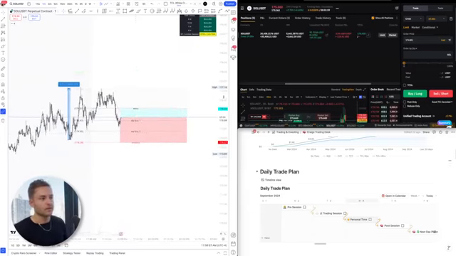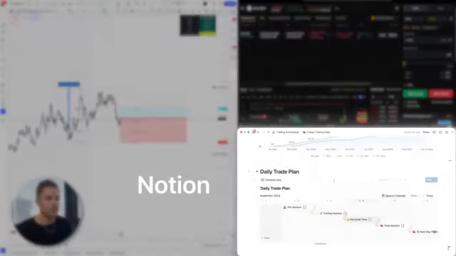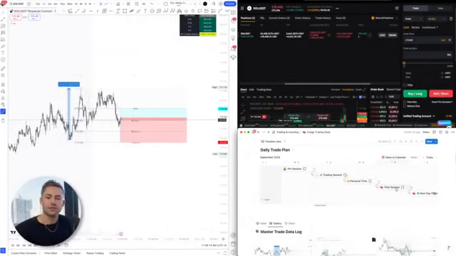But whenever I'm starting my session, I'm basically lining my screens up like this. So I have my exchange over here where I'm placing my orders. I have my Notion sheet here, which is basically a trade journal that will give me a sort of game plan I can follow throughout the session when I'm actually executing these trades.